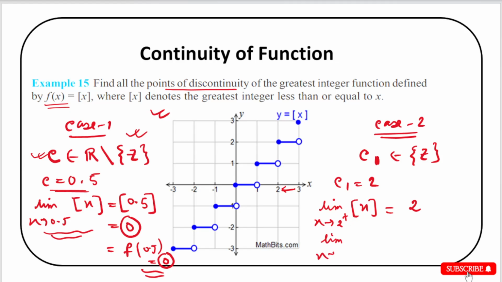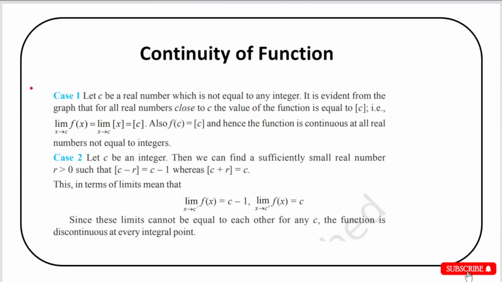But if you consider it from the left hand side, what will be the value? The value will be 1, right? The greatest integer on the left hand side is 1 here. You can do it on your own as well. So what you see here is that the right hand limit is not equal to the left hand limit. So if you consider C1, any random number from the set of integers, you will see that the function is not continuous. And here I have given you the detailed proof.